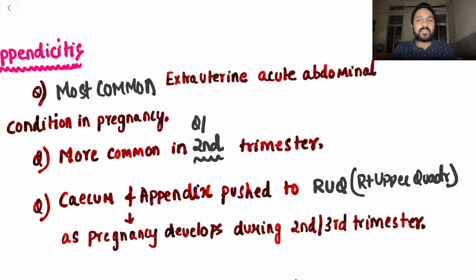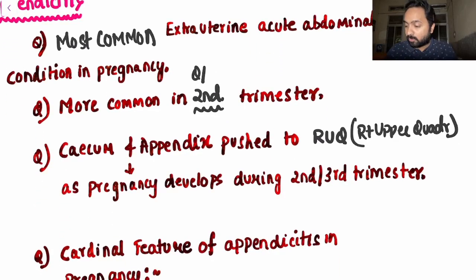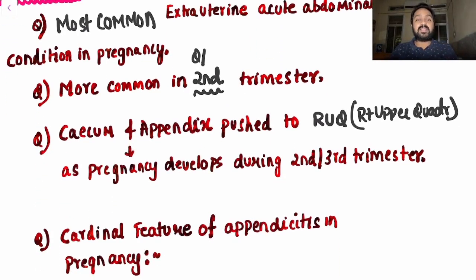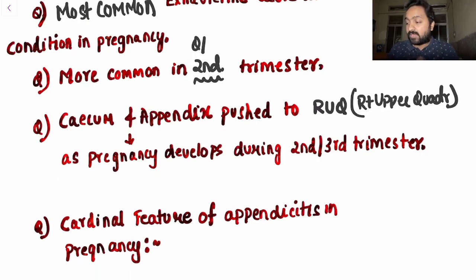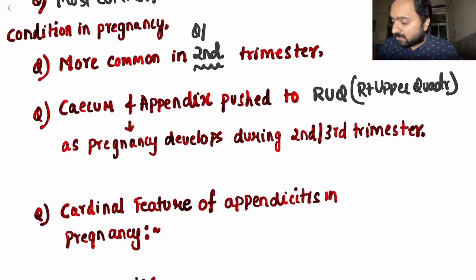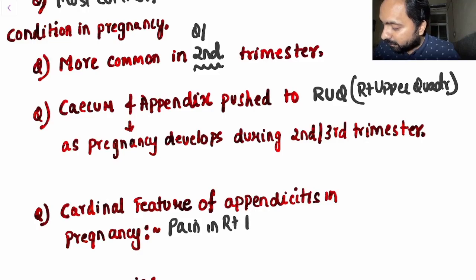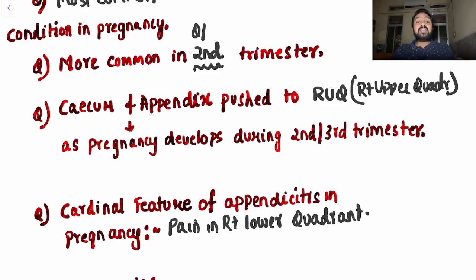Now, here the question arises: what is the most cardinal feature of appendicitis in pregnancy? Is it pain in the right upper quadrant? No, my dear friends, the answer is pain in the right lower quadrant. Even though the cecum and the appendix are pushed towards the right upper quadrant, the cardinal feature of appendicitis in pregnancy is pain in the right lower quadrant.